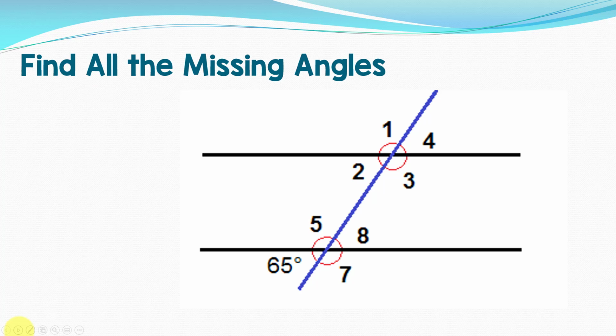All right, so if we only have one of these angle measures, we can find all of them. So how are we going to do that? I would start with 65 and 8. Those are vertical angles, so they would be congruent.